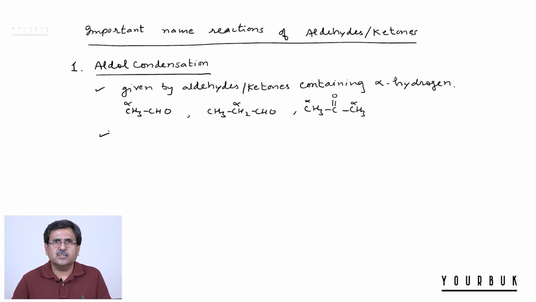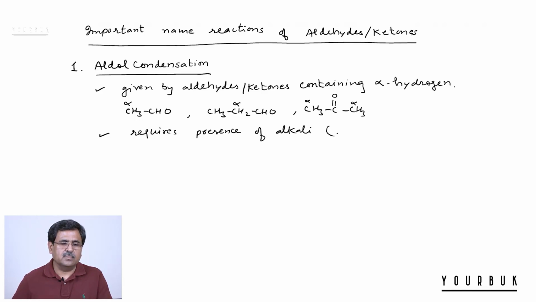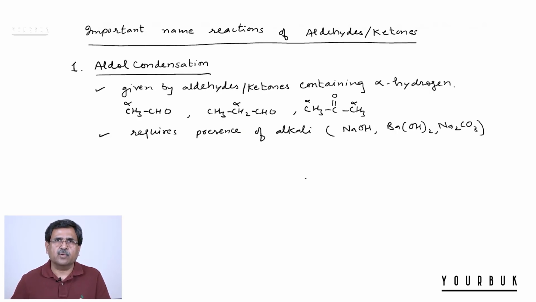Second, this aldol condensation takes place in the presence of an alkali. So it requires the presence of an alkali. And the alkali can be NaOH, KOH, barium hydroxide. It can be sodium carbonate also. So we use dilute alkali to perform aldol condensation.